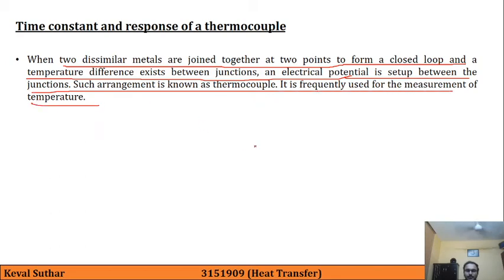So if you recall, suppose we are having this metal and we are having another metal like this. So we have generated two junctions, let us say junction A, and here we are having junction B. So if both junctions are at different temperature, then electrical potential will be set up, and such kind of arrangement is known as thermocouple.